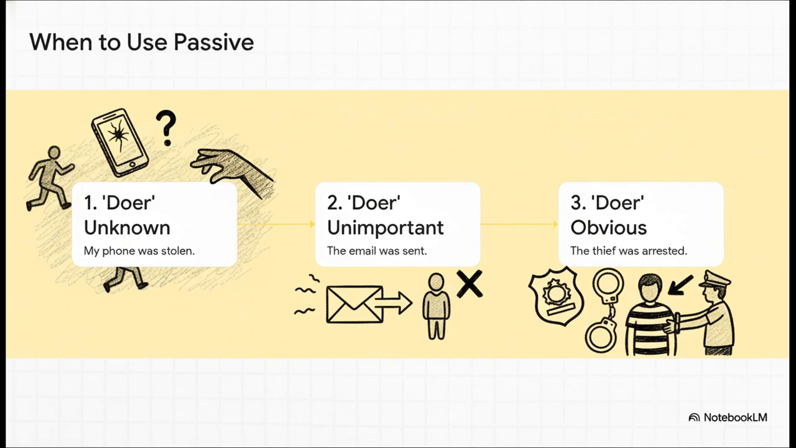And finally, number 3, when the doer is just super obvious. If you hear, the thief was arrested, you don't have to add by the police, right? We all know that's who does the arresting.